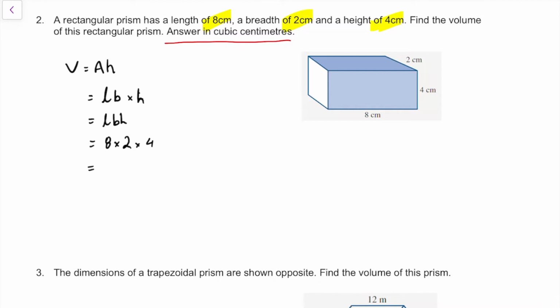Now, if you work all that out, you're going to get 64. Okay, and then the only thing missing off that particular answer is going to be the centimeters cubed. Okay. We have one more example.